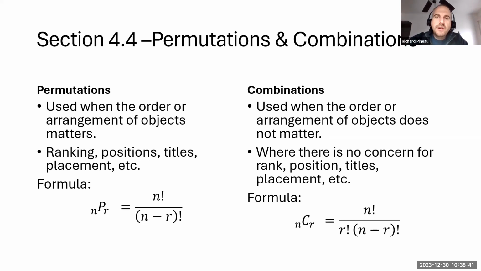Similarly, the combination formula is very similar to permutation, but this is used when the order does not matter. We don't care what the order is. So this is where there's no concern for rank, position, titles, placement, etc. Again, if I have a group of 30 people, and I want to take 6 of them and build a group, and I don't care about the arrangement, n would remain 30, r would be 6. And you'll notice there's an extra factor of r factorial in the denominator as compared to the permutation formula.